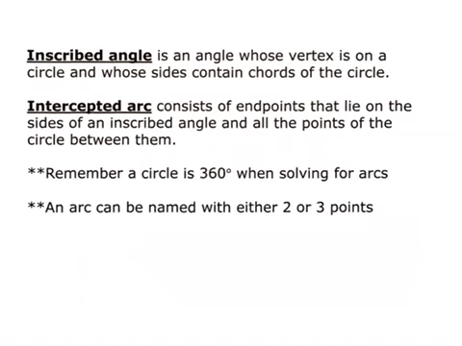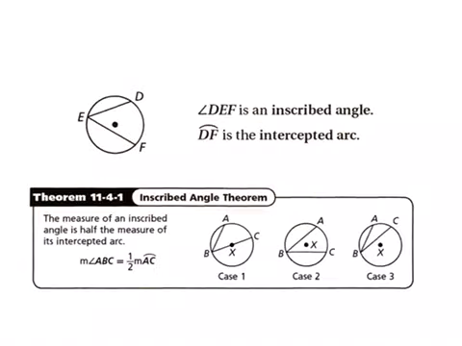Remember, a circle is 360 degrees when solving for arcs. An arc can be named with either 2 or 3 points. So in this case, DEF is the inscribed angle. Notice that the vertex is on the circle itself, and you have your chords. DF is your intercepted arc.